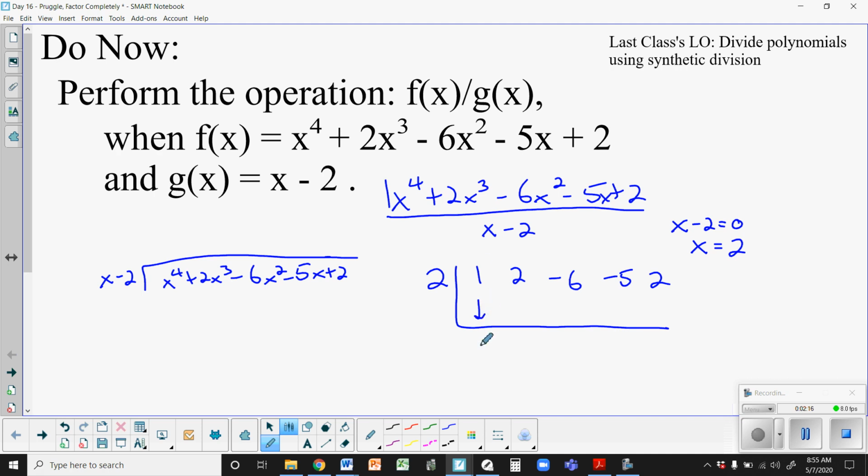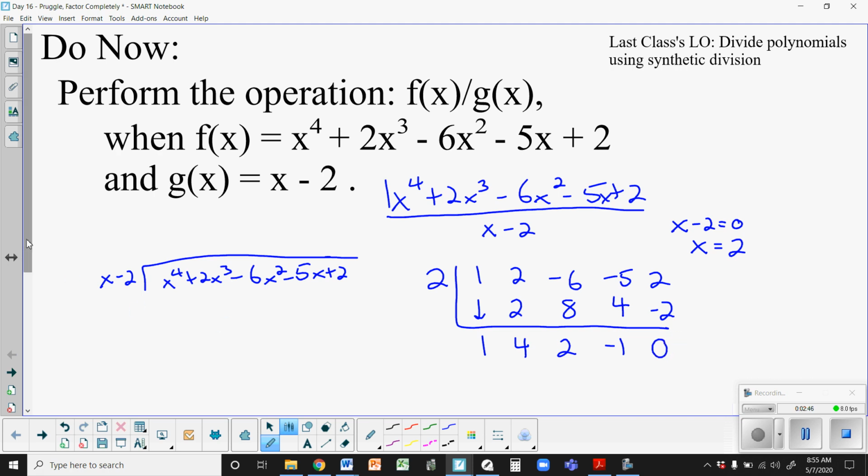So we bring down the 1 first, then we multiply 2 times 1, and then we add again. So 2 plus 2 is 4. Multiply 2 times 4 is 8. Add negative 6 plus 8. Then we multiply, add, multiply, and then 2 minus 2, we get 0. So our remainder is 0.